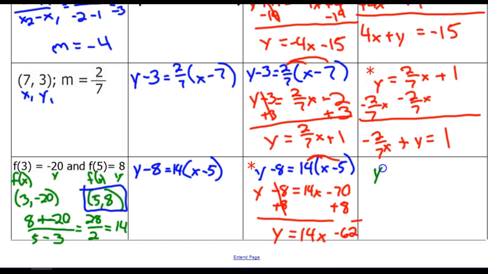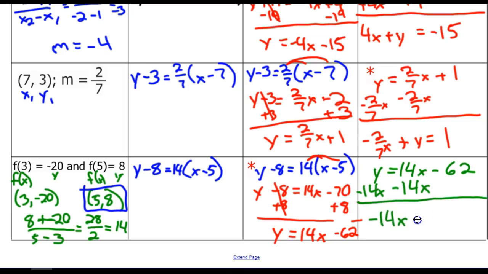Finally, we have y equals 14x minus 62. We got to move our 14x over, so a negative 14x. We can't combine these two, so it's negative 14x plus y equals negative 62.